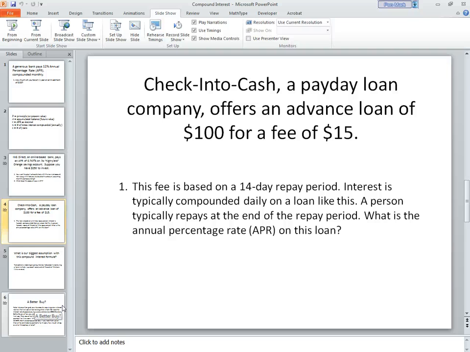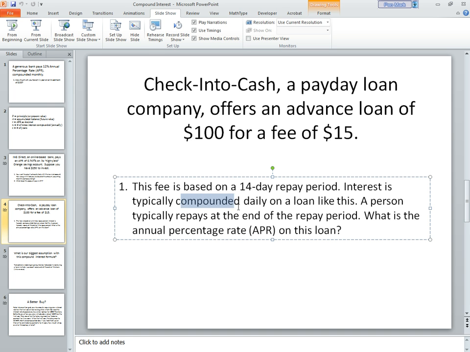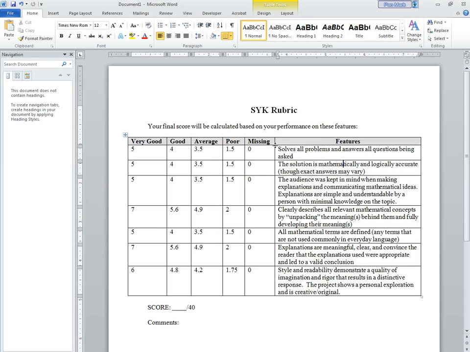In this problem, our goal was to try to understand, for a check cashing company, if you take out $100 to pay bills and you pay a $15 fee to have that over a 14-day period, what is the annual percentage rate? We know that the interest is compounded daily, so we have that aspect. A person typically repays at the end of the repay period, so we're assuming this person isn't making any other additional payments to the account.